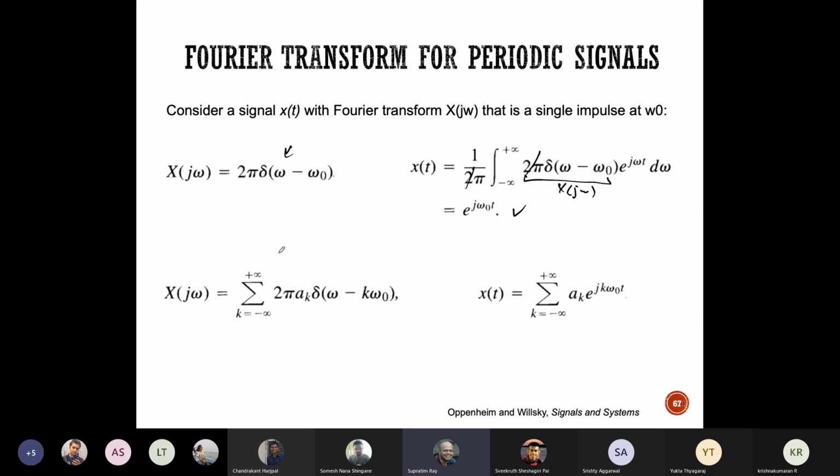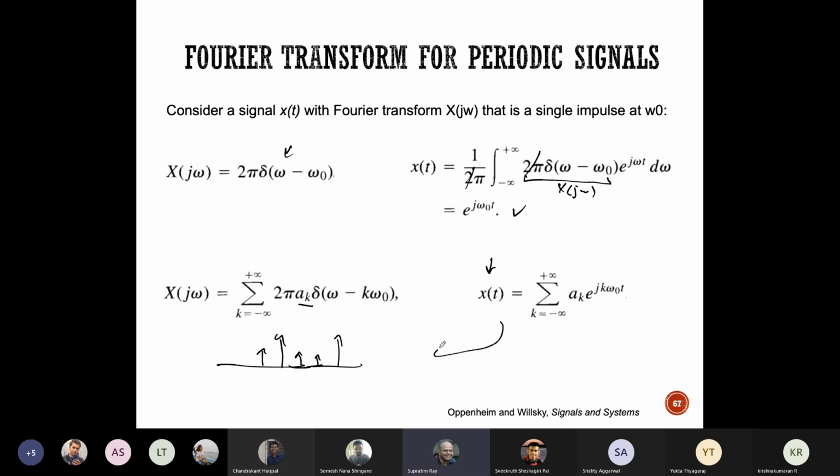And in general, if I've got a bunch of delta functions sitting at multiples k omega naught, with different amplitudes given by a_k, and I take the sum, the generalized Fourier transform gives me this signal back. I have just used this shifting theorem under this summation and got a_k e^(jk omega naught t).